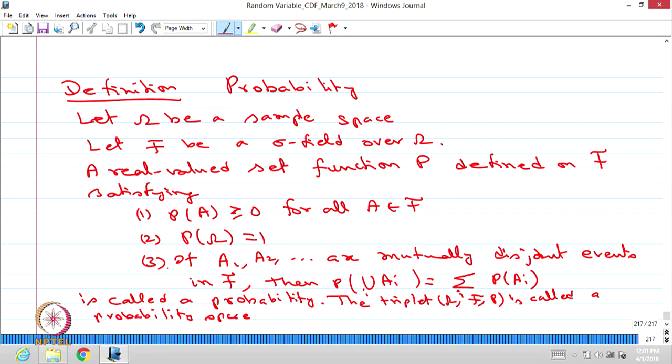The F consists of many elements, starting from the empty set, with the last element being omega. If you take mutually disjoint events, what is the meaning of mutually disjoint? If you take any two elements and go for the intersection, that is going to be the empty set. That is called a mutually disjoint event. If you take any two elements in F and make an intersection, that is going to be the empty set.